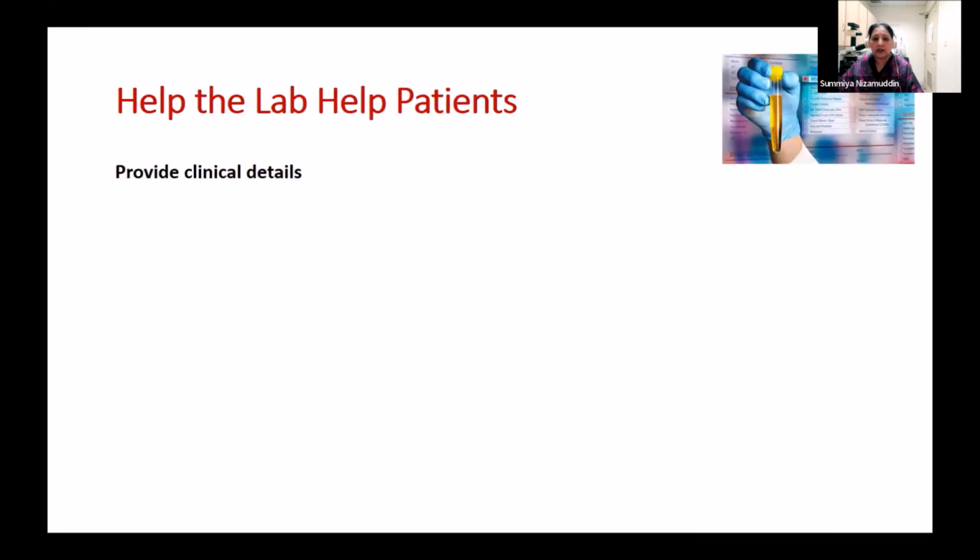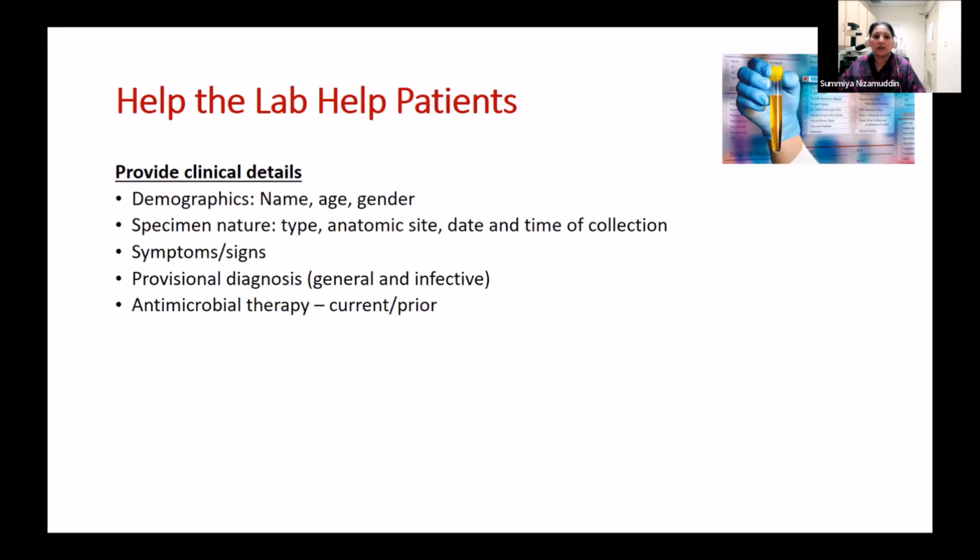The basic thing that the lab requires at the very least is some clinical details along with the sample. And what clinical details do we need? I would be highlighting those here one by one. Obviously we need the demographics of the patient: the name, the age, the gender. We need the exact specimen nature. What is the specimen type? How was it collected? What was the date and time of collection?